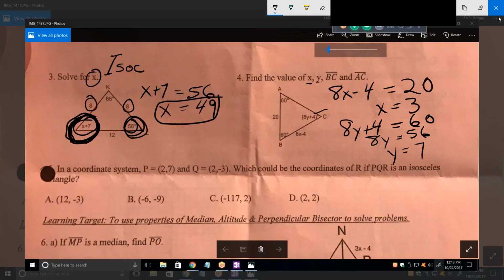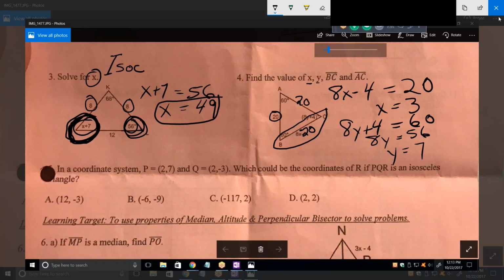Now BC, they want that length. So you just plug 3 into 8x minus 4. What do you get? 8 times 3 is 24, so it'd be 20. Ha, we didn't really need to go to all that work. You're right, it's 20. But guess what? We knew it was 20 because we knew it was an equilateral triangle. So AC is also 20.